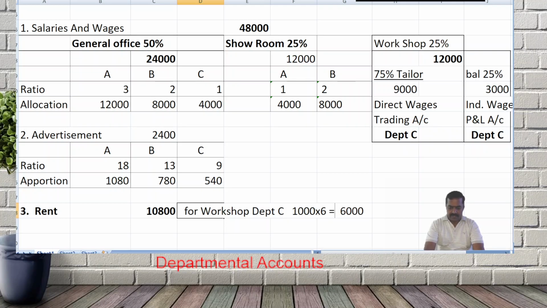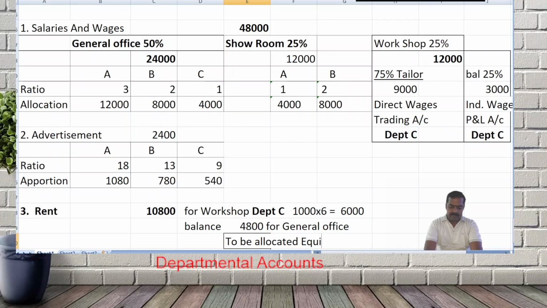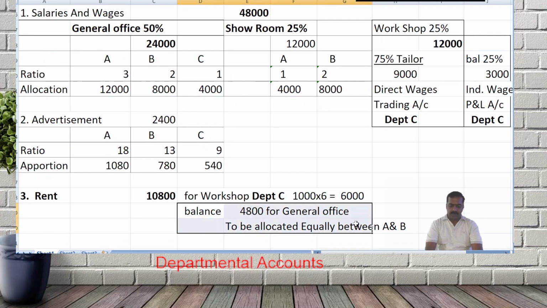Workshop rent is 6,000. That will be allocated to what? Department C. Workshop is Department C. The balance is 10,800 less 6,000. What is the balance? 4,800 for general office. General office expense is to be allocated equally between A and B. So the balance 4,800 you would allocate between A and B equally.